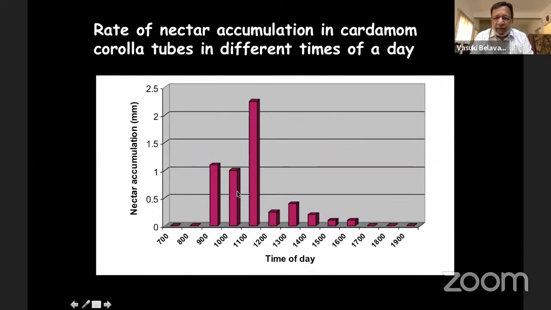Then nectar accumulation rate. If you look at the nectar accumulation rate, maximum nectar accumulation occurs around 11 a.m. Nectar is available throughout the day. The nectar production is continuous in the flowers, and the rate of accumulation starts increasing from 9 a.m. and then it is maximum around 11 a.m. and then again it comes down because of continuous harvesting of the nectar by the bees.